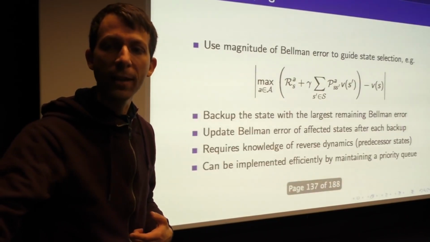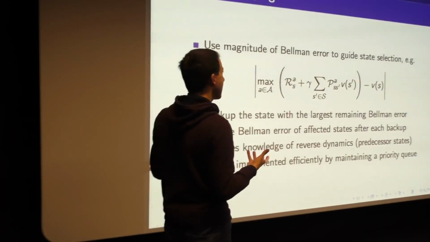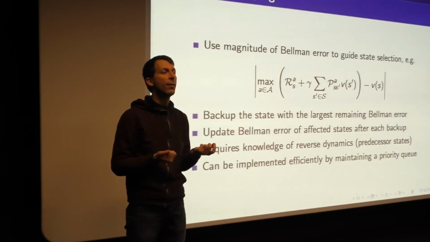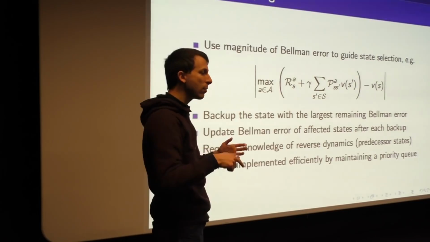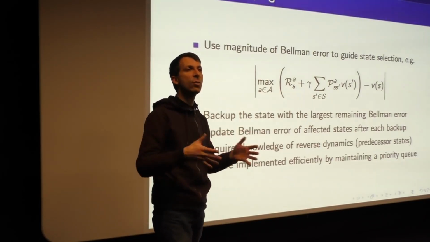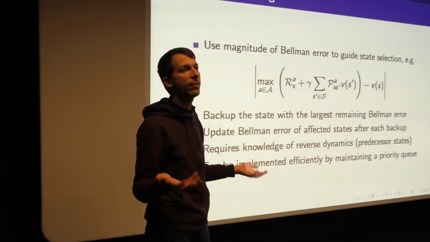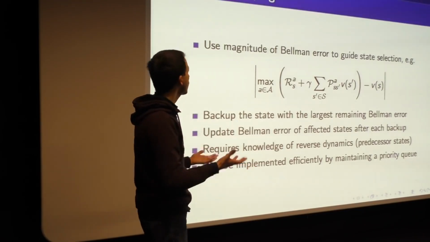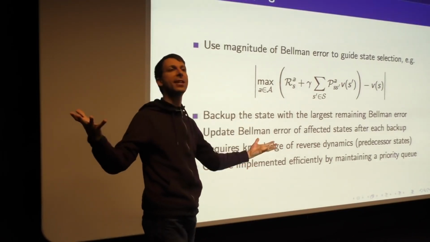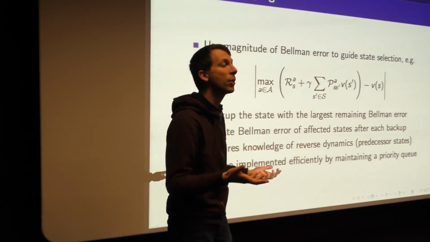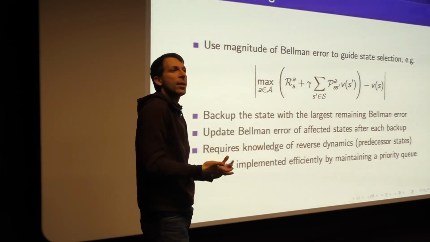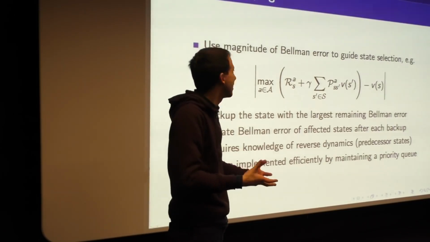So prioritized sweeping: the idea is to come up with some measure of how important it is to update any state in your MDP. You can update your states in any order you like, so which states should you update first? Prioritized sweeping basically says, let's just keep a priority queue. Let's look at which states are better than others and update in some order that depends on how important we consider that state to update.